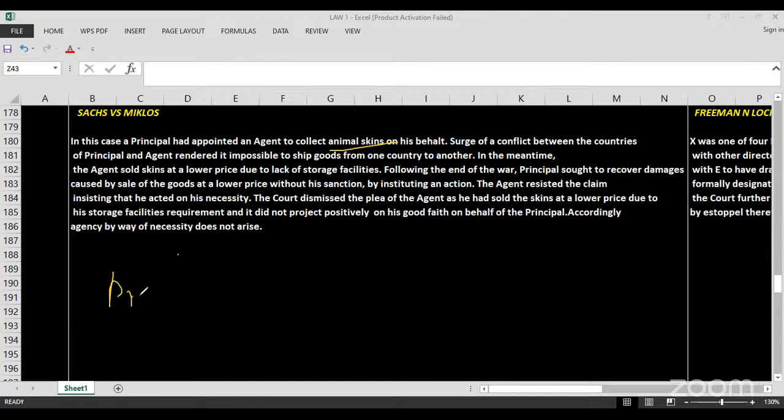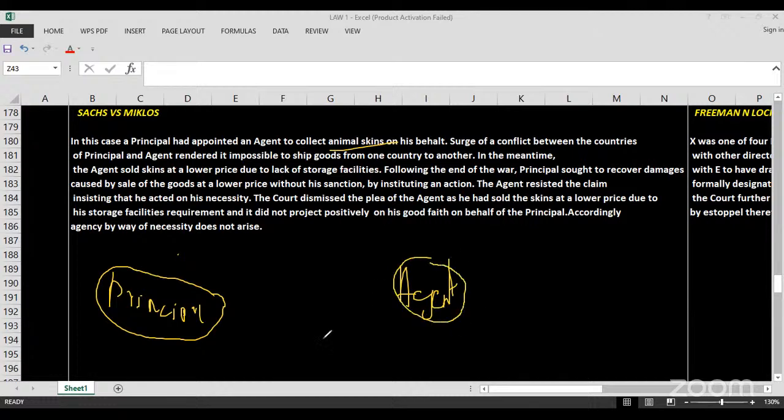The principal is telling the agent to buy or collect some animals, and they have to ship them to another country. Now the point is, the country to which they are going to export and sell is in conflict with another country. That's a problem. There's a war between two countries, so it's difficult for them to conduct trading activities.